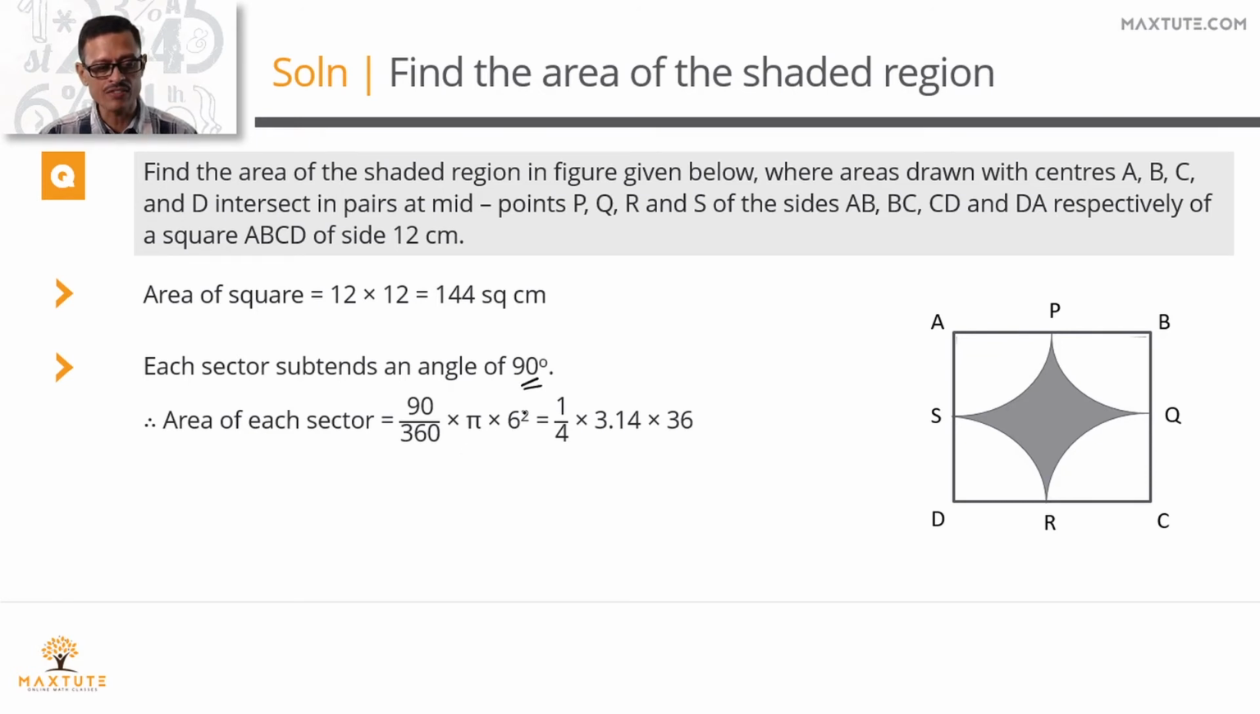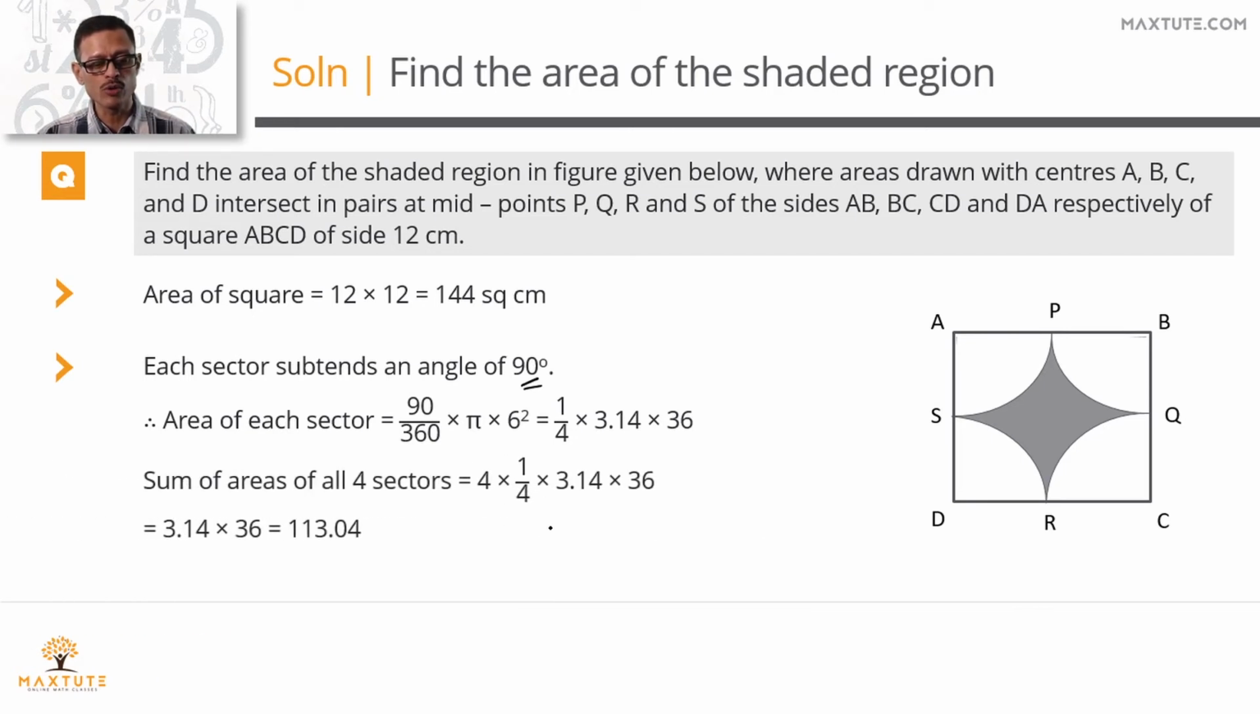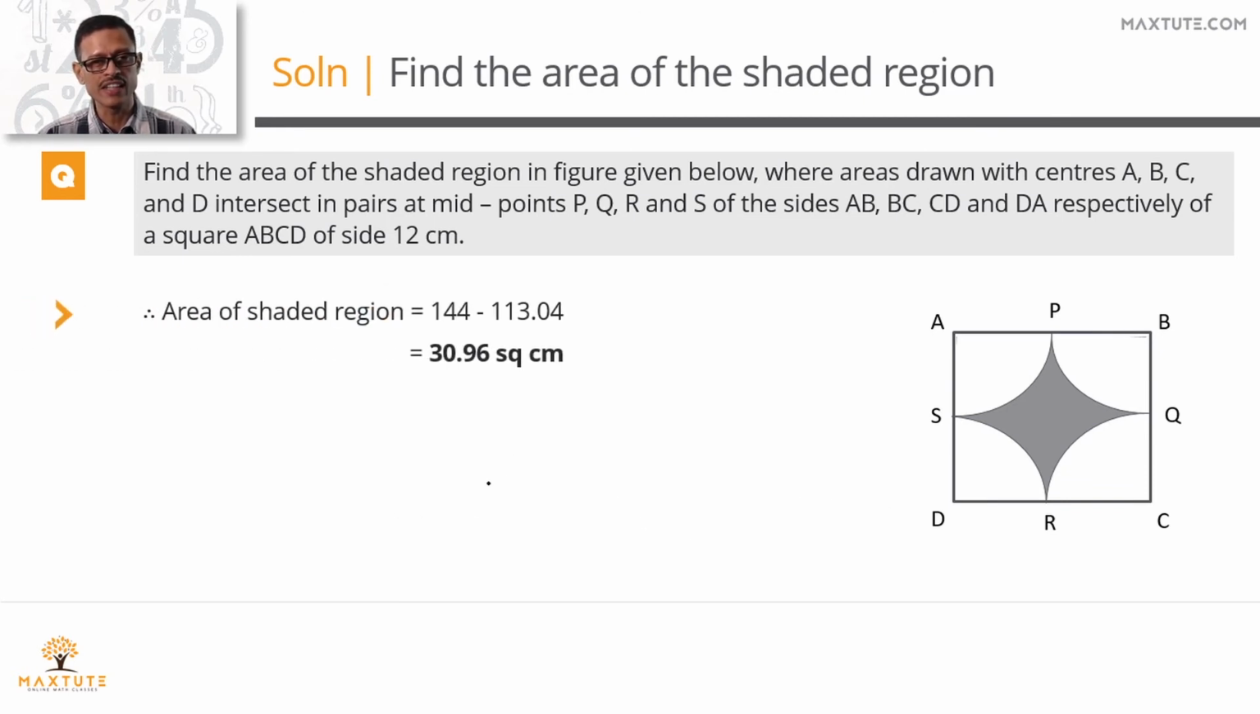Each sector subtends an angle of 90 degrees. So area of each sector is 90 by 360 into pi r square. 90 by 360 is 1 by 4 into 3.14 into 36. So sum of the areas of all 4 sectors is 4 times this value. These two get cancelled. 3.14 into 36 is 113.04. So you have found out the area of all 4 sectors. Subtract that from area of the square. We'll have the area of the shaded region, which equals 30.96 square units.